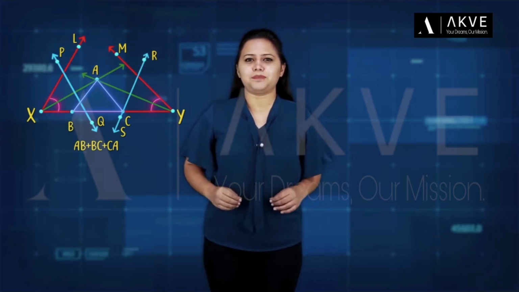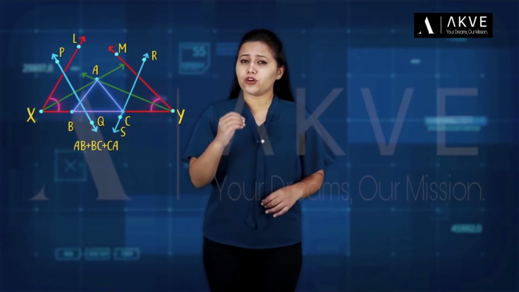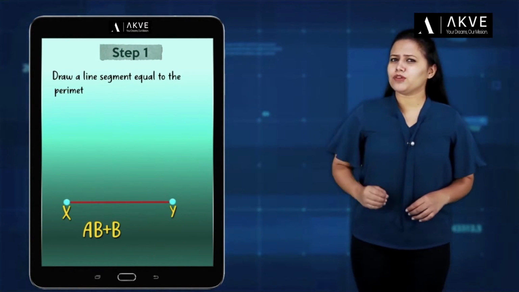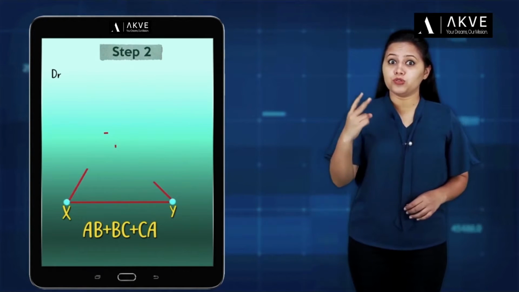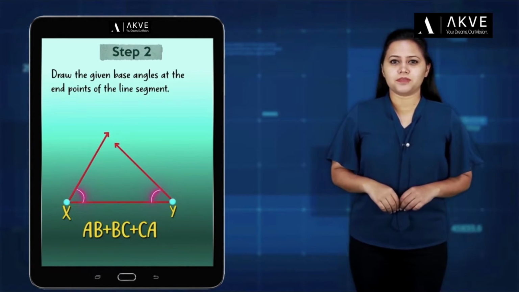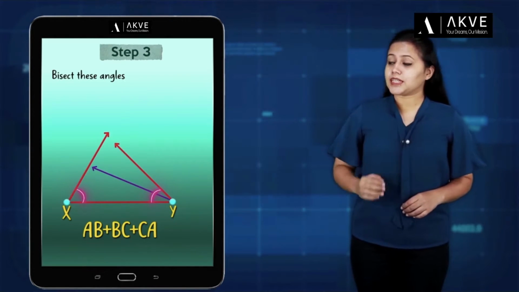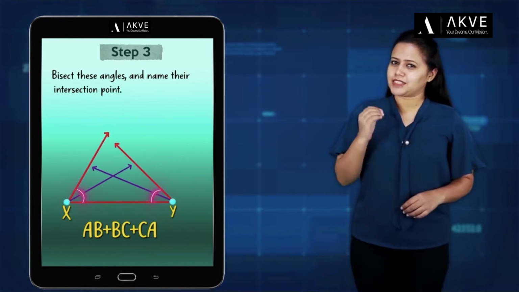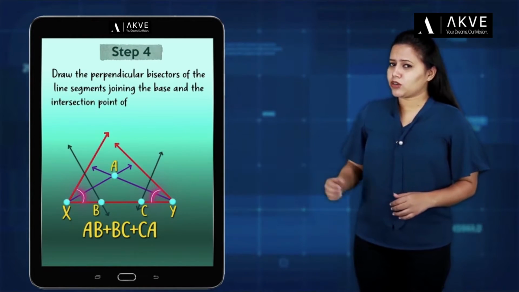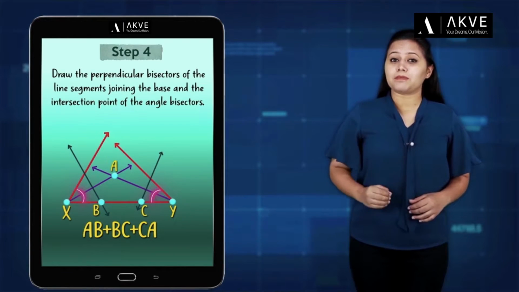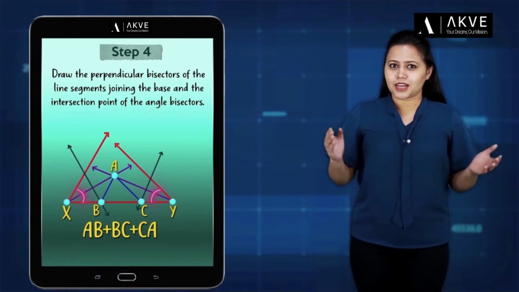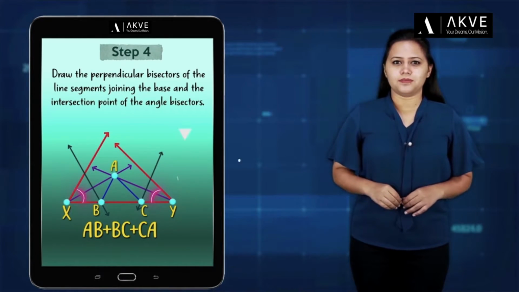See, it is that simple. You just have to follow four basic steps. Step 1. Draw the line segment equal to the perimeter. Step 2. Draw the given base angles at the endpoints of the line segment. Step 3. Bisect these angles and name their intersection point. And step 4. Draw the perpendicular bisectors of the line segments joining the base and the intersection point of the angle bisectors. Thus, you get the required triangle.